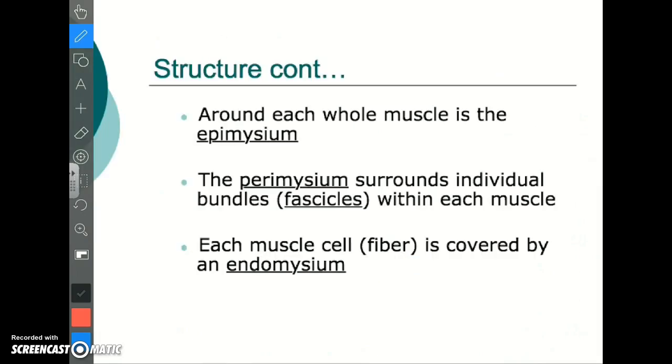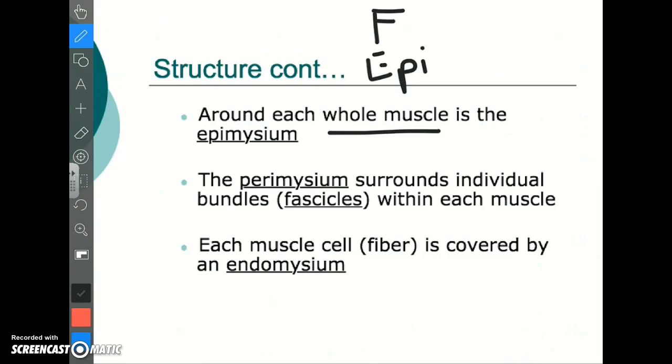Now, working our way down from that whole muscle, we have another connective tissue, not the fascia, but this one's just inferior to that, called the epimysium. This is going to surround the whole muscle. Now, the other one also did surround the whole muscle. So if you look at it in terms of our layers, the fascia is the first layer, and just below that we have the epimysium.